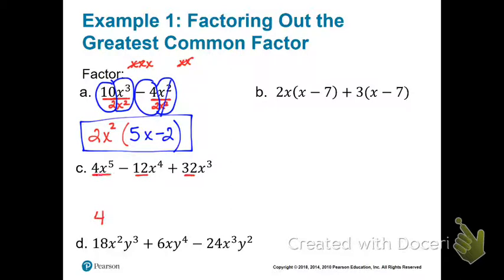Then I see I have an x to the 5th, an x to the 4th, and an x cubed. All of them have an x. I can take out an x, and I'm going to take out the one with the smallest exponent. Well, my smallest exponent on the x is a 3. All right, nothing else in that first term, so I'm ready to divide it out. So I'm going to divide each of these by 4x cubed.